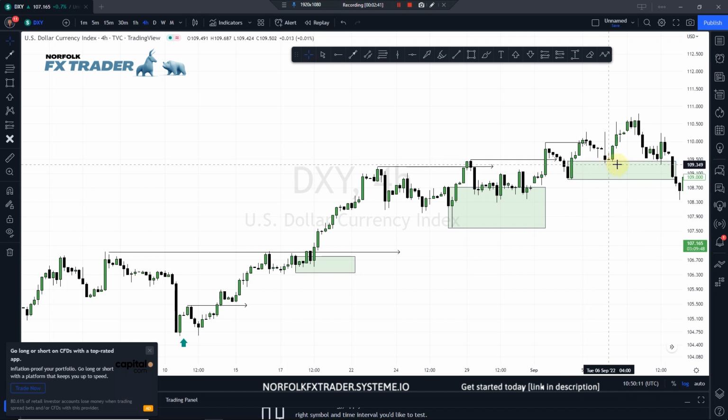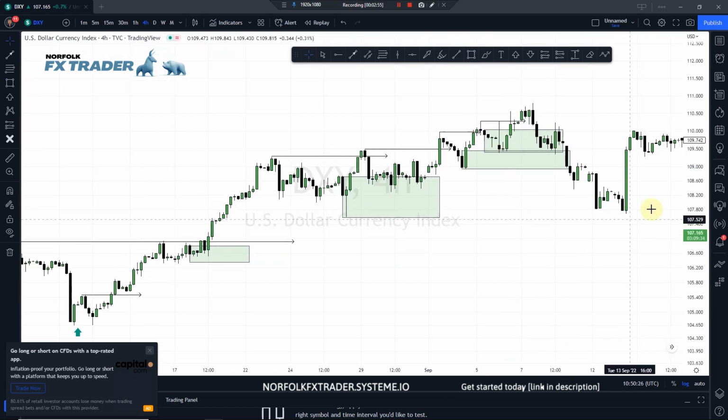We do come back, we have another rally up. Once again, there's another break of structure. It's a very hard candlestick to use for the area of demand, so we're probably looking at this whole zone, and eventually we can see we break through, removing that area of demand.